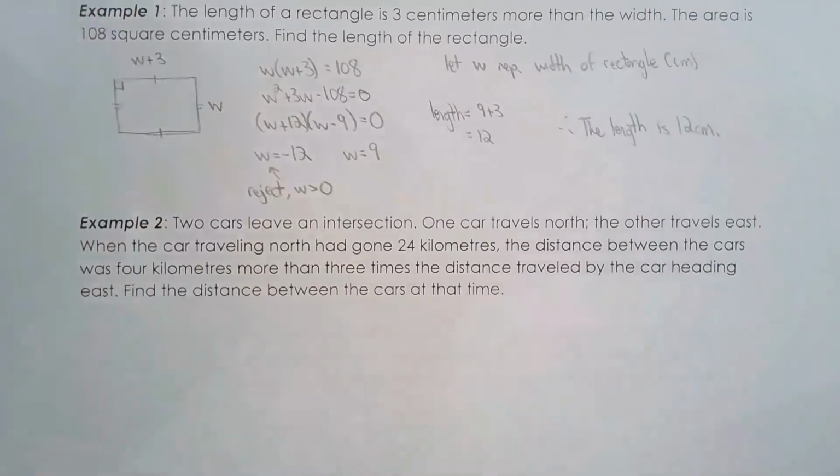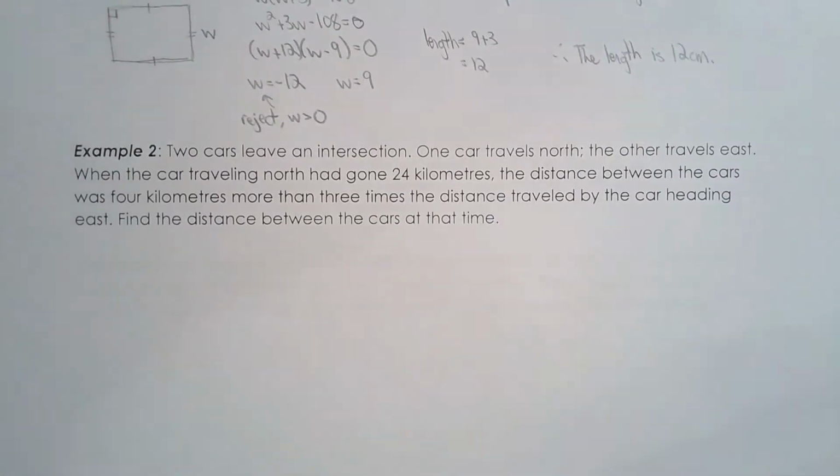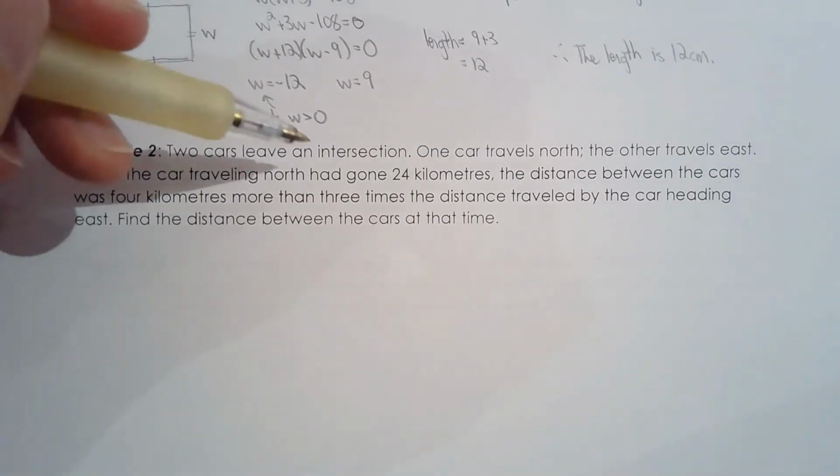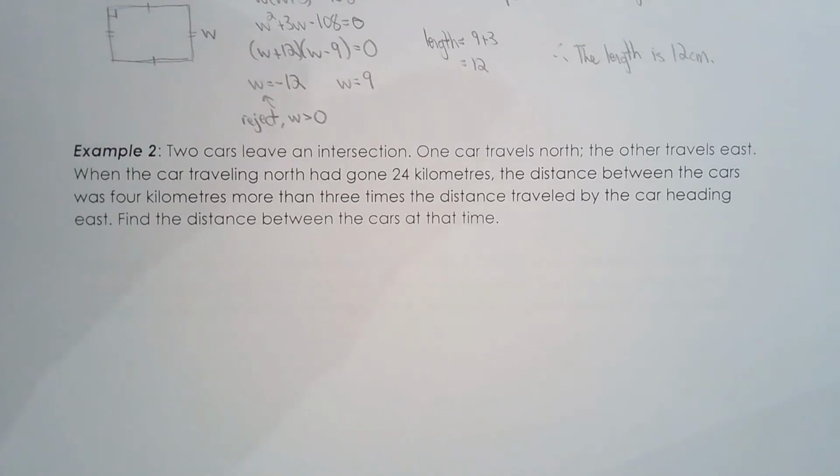Okay, so once again, there are really two parts. Build the equation, solve the equation. Building the equation is the hard part. So two cars leave an intersection. One car travels north, the other travels east.